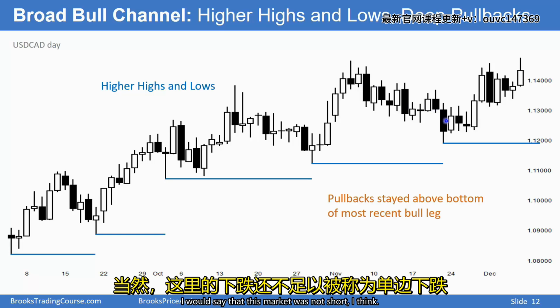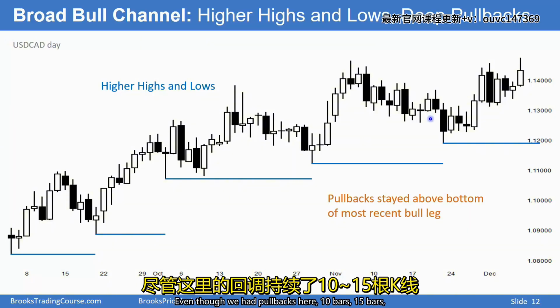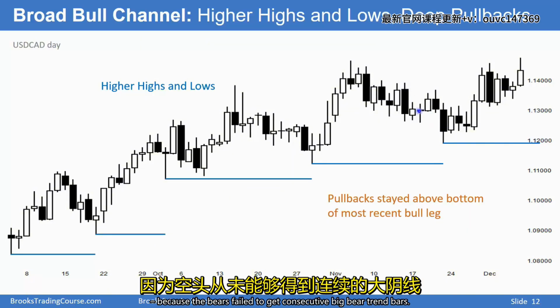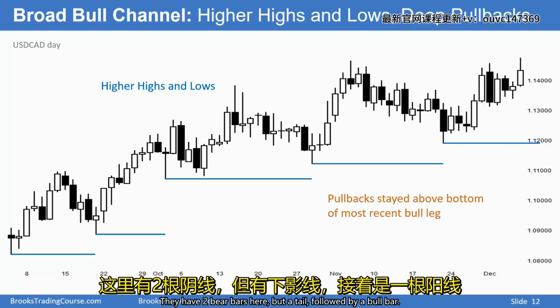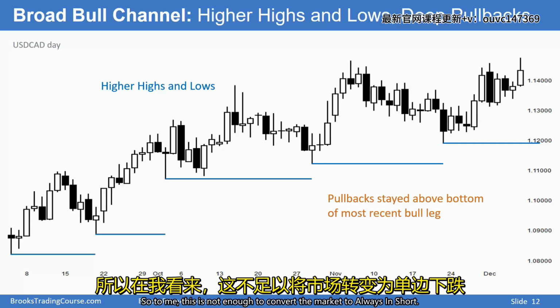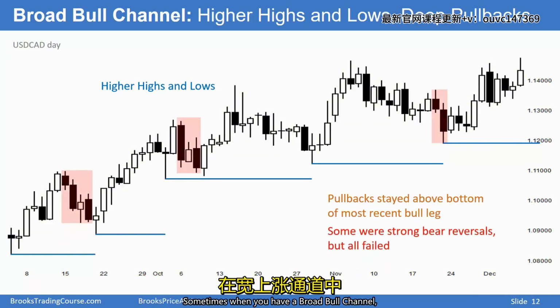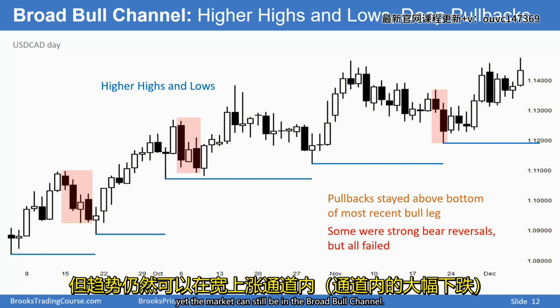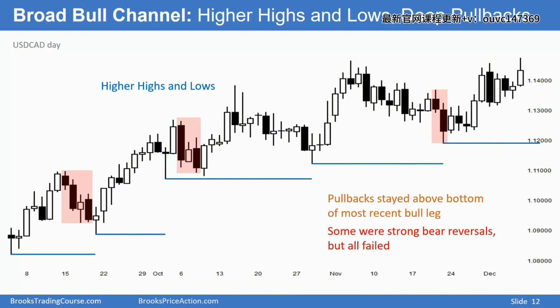I would say that this market was not short. I think even though we had pullbacks here, 10 bars, 15 bars, it stayed always in long because the bears failed to get consecutive big bear trend bars. They have two bear bars here, but a tail and followed by a bull bar. So to me, this is not enough to convert the market to always in short. Sometimes when you have a broad bull channel, the market will become always in short, yet the market can still be in the broad bull channel.